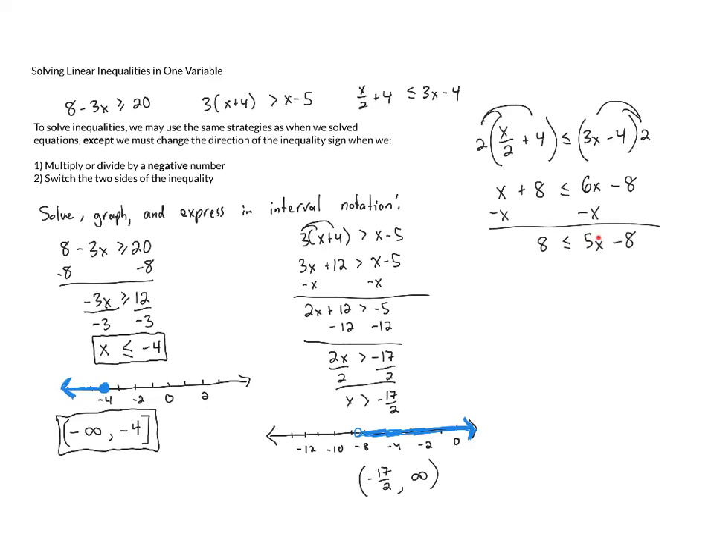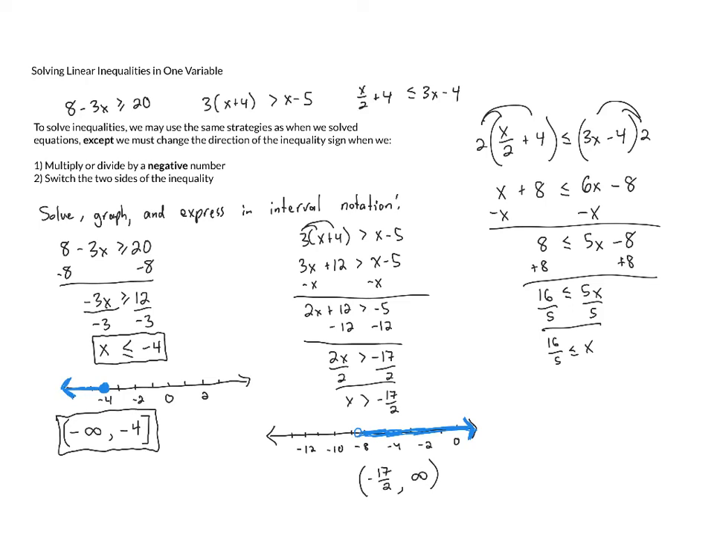We want to get the 5x alone. We can do that by adding 8 to both sides. That gives us 16 is less than or equal to 5x. And we divide both sides by 5, giving us 16/5 is less than or equal to x.